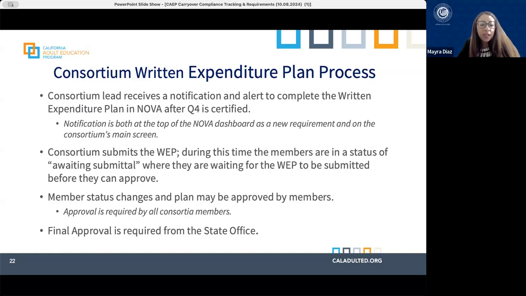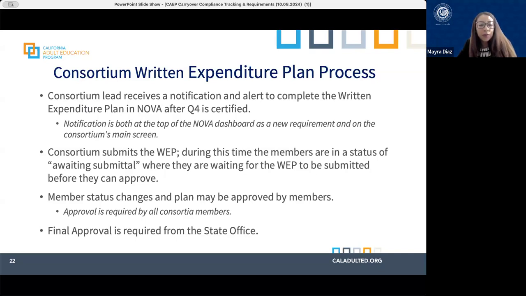Whenever the consortia submits this written expenditure plan, we've had some questions around the awaiting submittal status and what that means. During this time, the members are in a status of awaiting submittal, where they are waiting for the written expenditure plan to be submitted before it can be approved. The member status does change and the plan may be approved by its members. It does require approval by all consortia members. The color will change on the awaiting submittal status, so please don't let that throw you off. And if you do have any questions or challenges, please feel free to reach out to us through Cape Tap.